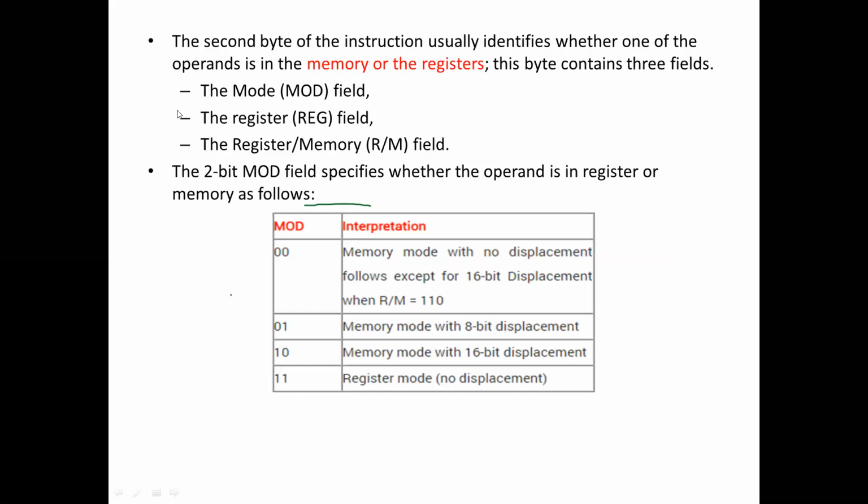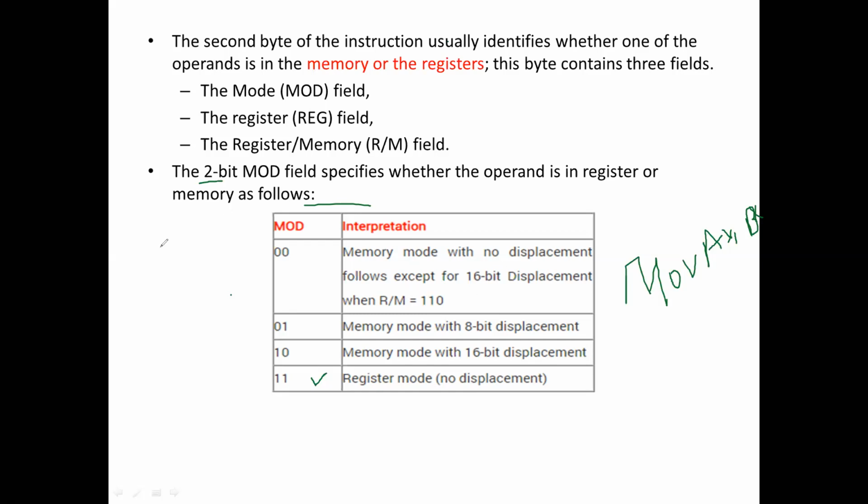Now in byte 2, first we have the mode field. The mode field is of 2 bits only. 2 bits means we can have 4 different combinations: 00, 01, 10 and 11. Now for example, I have taken one example, MOV AX, BX. If we are writing the instruction code for this instruction, then what are we using? We are using register mode. Then this field will be filled by which bits? 1 1. Is it clear? 1 1 only.